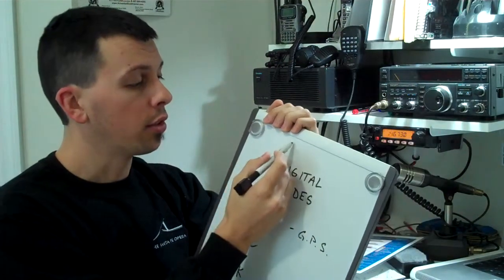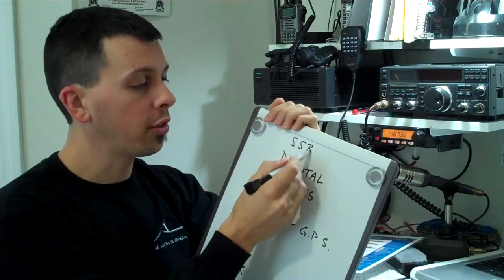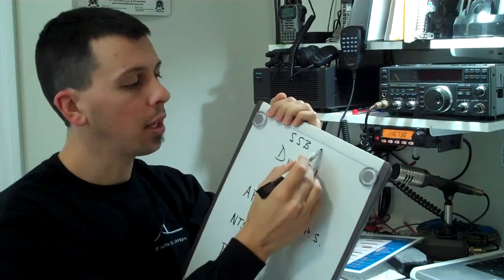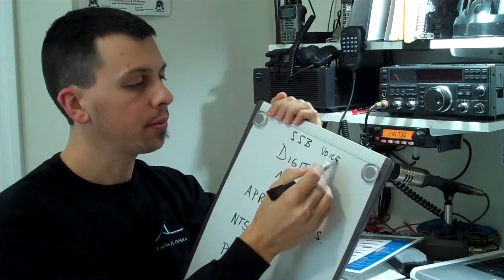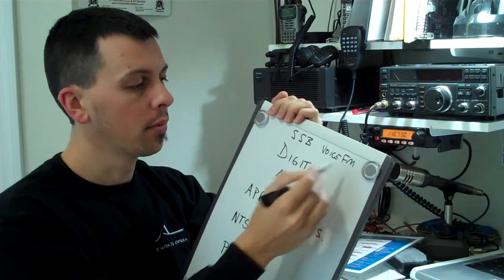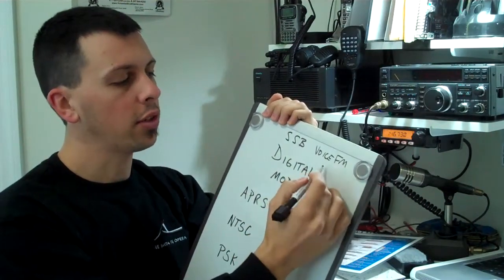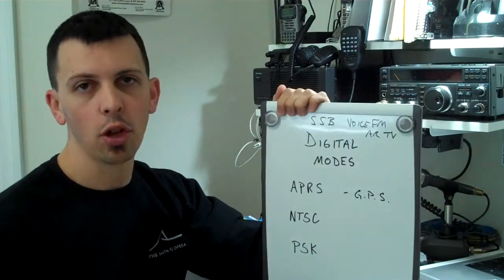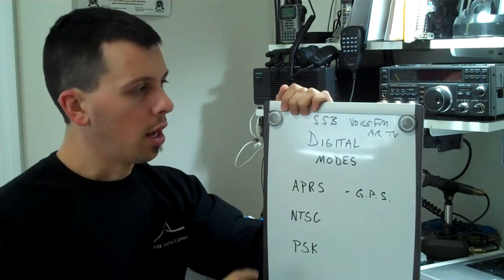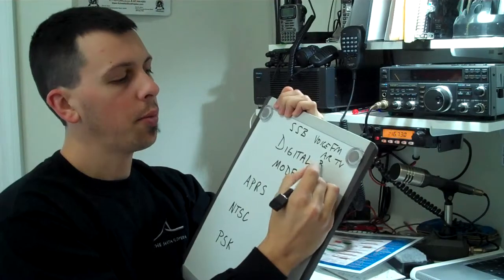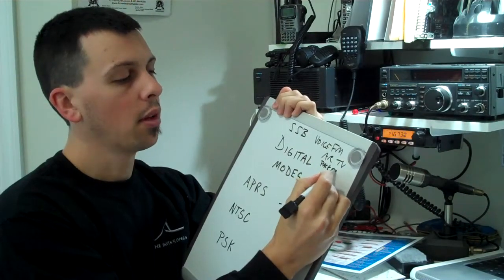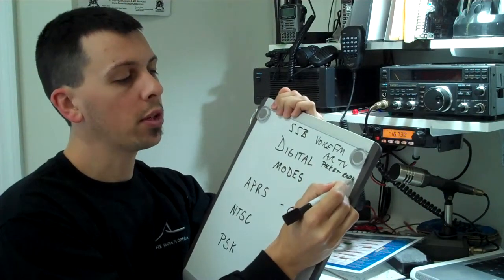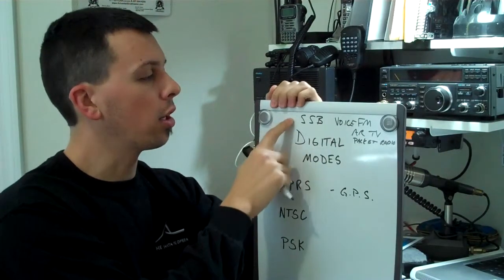They give you single sideband, which we call SSB. They give you voice FM. They give you what they say is amateur radio television, which we often call slow scan television. They also then give you one called packet radio.